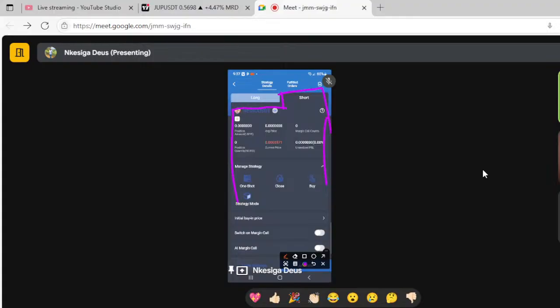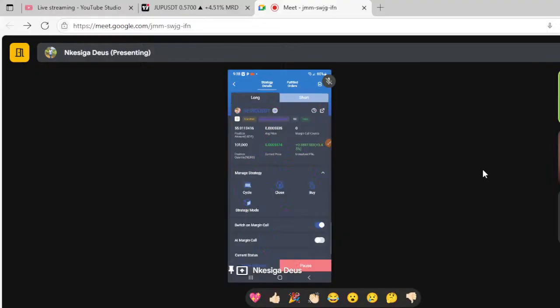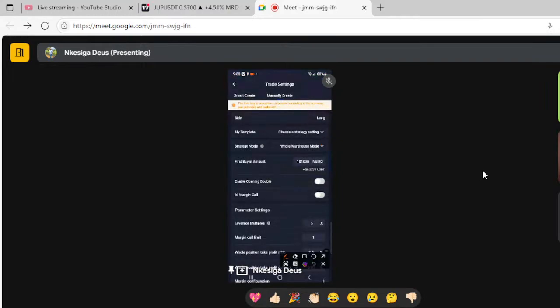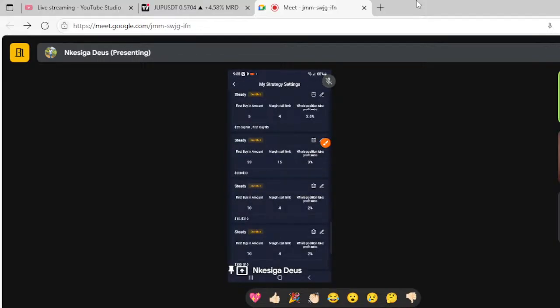Are we getting the point? The one that you will be using will be in black, or in the same color as the entire screen. But this time we are choosing long. Okay? From there, after choosing long, come here on trade settings. Come here on margin, on choose strategy. You will say choose strategy, and our strategy is here. We click on it.